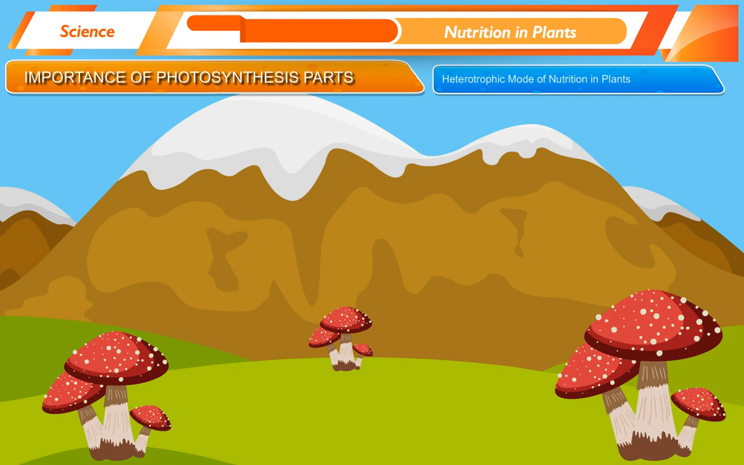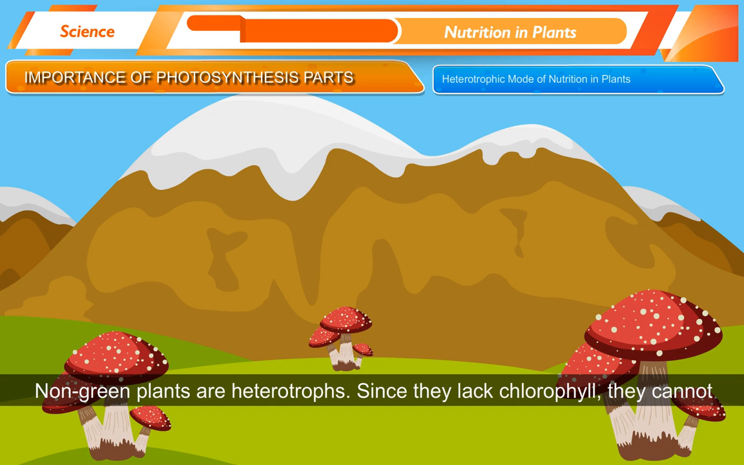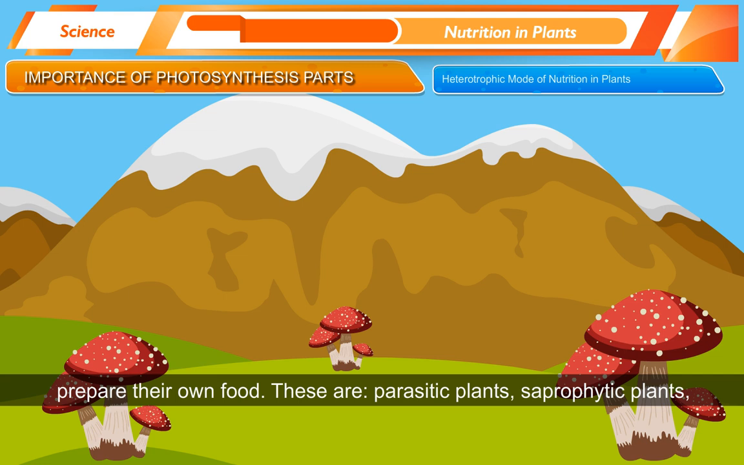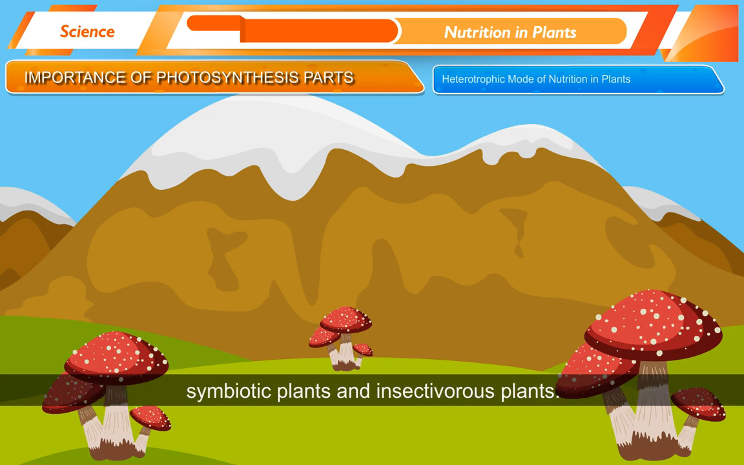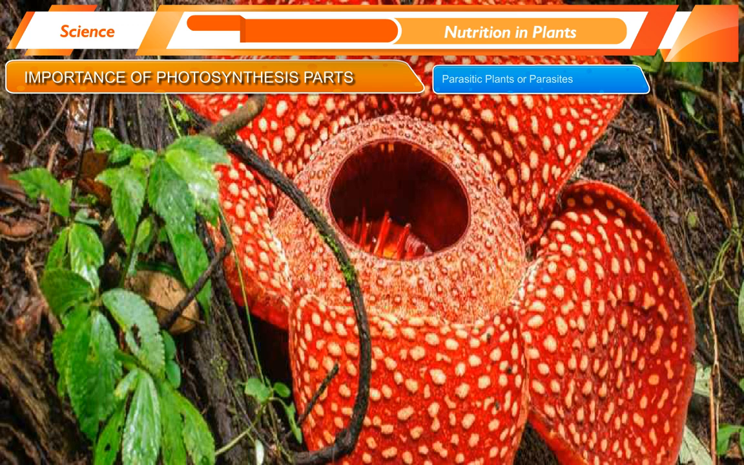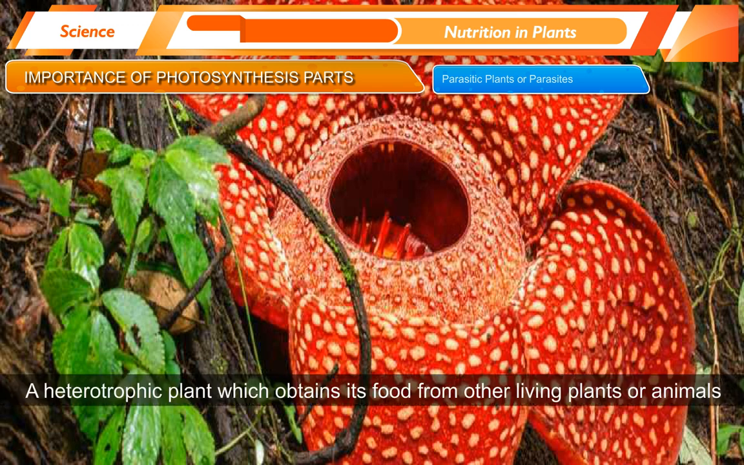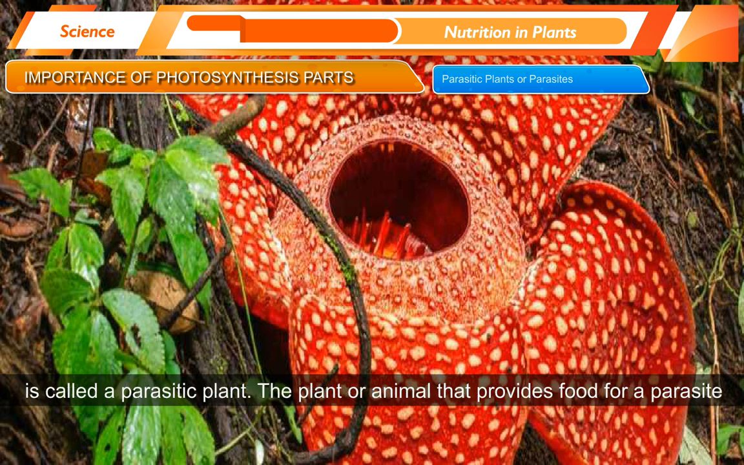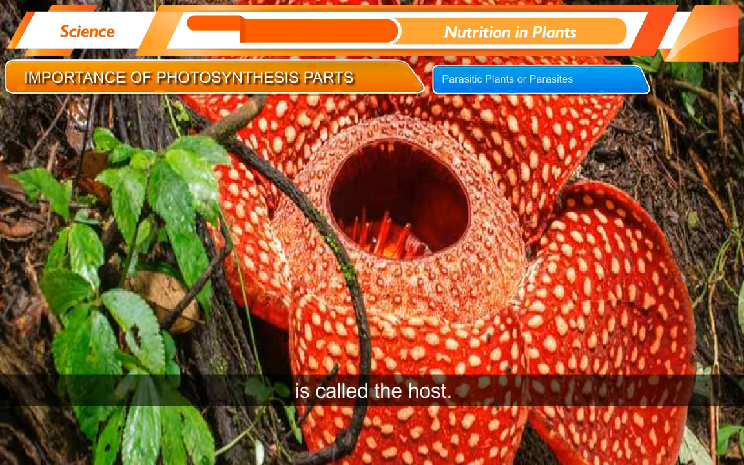Heterotrophic mode of nutrition in plants. Non-green plants are heterotrophs. Since they lack chlorophyll, they cannot prepare their own food. These are parasitic plants, saprophytic plants, symbiotic plants, and insectivorous plants. Parasitic plants or parasites. A heterotrophic plant which obtains its food from other living plants or animals is called a parasitic plant. The plant or animal that provides food for a parasite is called the host.